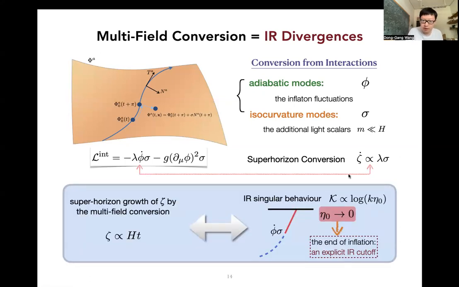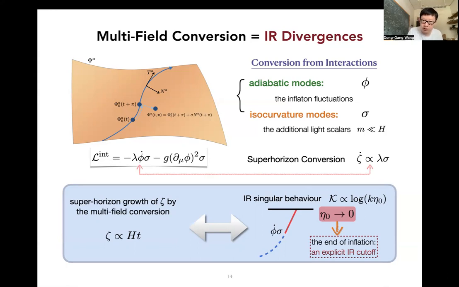A more accurate description of this super-horizon growth of the curvature perturbation zeta in multi-field inflation can be achieved by considering the so-called mixed propagator, curly K. This mixed propagator describes this part of the Feynman diagram: there is a sigma field that propagates from one time to another, and then it converts to the inflaton fluctuation through this phi dot sigma linear mixing, and then the inflaton fluctuation travels to the end of inflation.